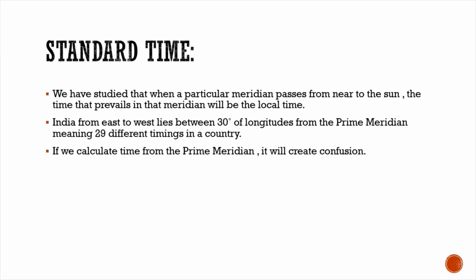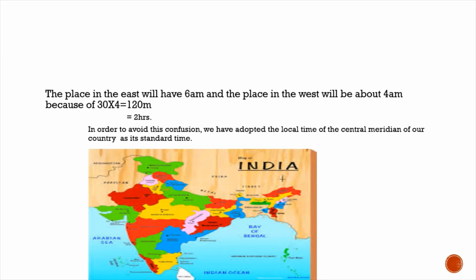The next one is standard time. Now, we have studied that when a particular meridian passes nearest to the sun, the time that prevails on that meridian is the local time. Now, India from east to west spans about 30 degrees of longitude, meaning around 29 different timings in one country. If we calculated time from the prime meridian, it would create confusion. So, instead of that, we have a time of our own.